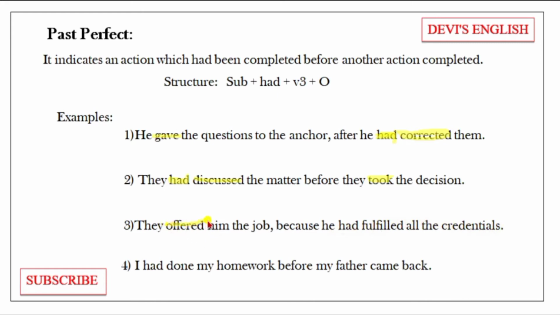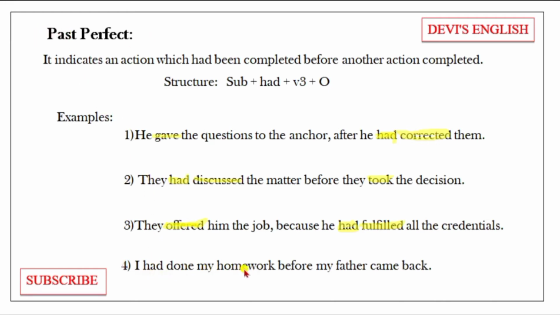Offered here indicates a past action, because he had fulfilled, here indicating an earlier past action. After completing overall discussions, he has more credentials, according to that they offered him the job. Then at that time we are constructing past perfect tense.